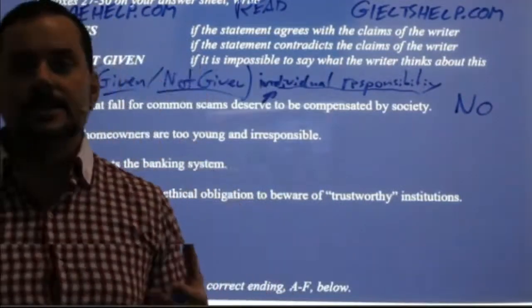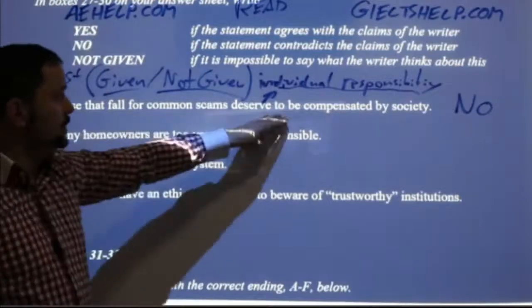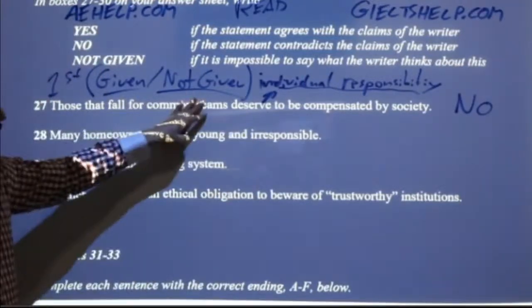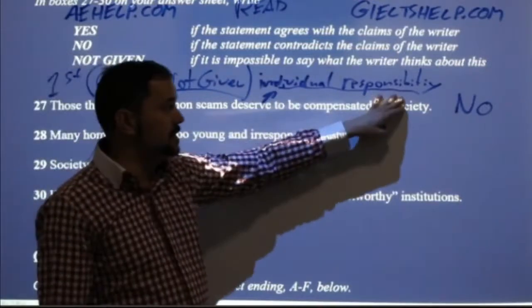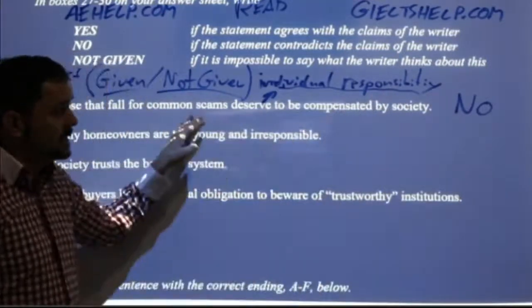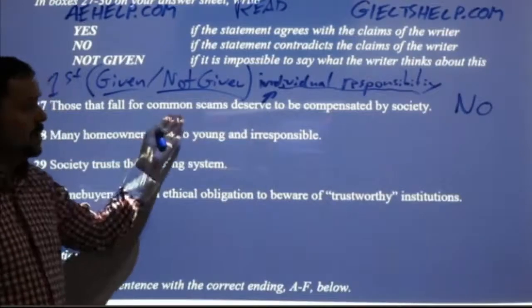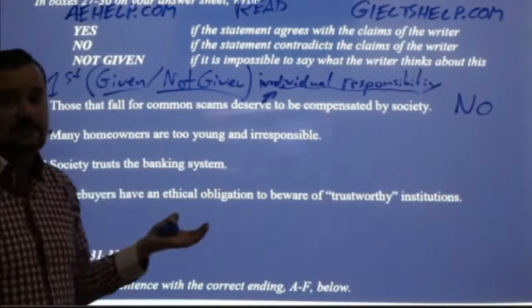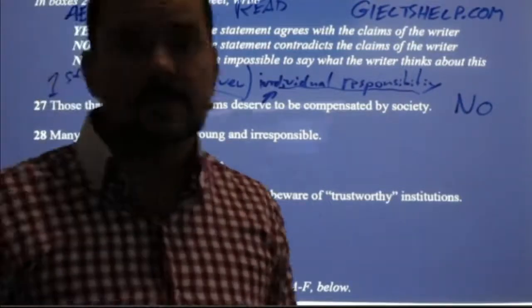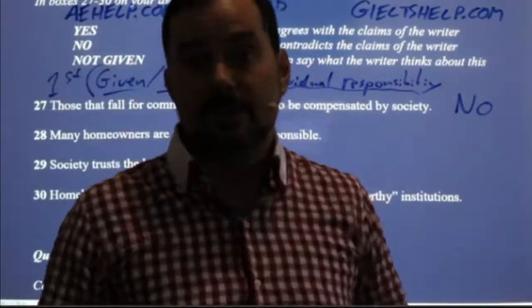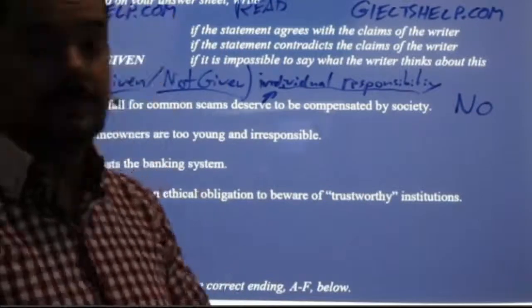Does that make sense? So I read this. I figured out if it's given or not given. I realized that this information is dealing with individual responsibility. And then I realized that no, it's not true because the author says that society doesn't have to repay a person who loses their money because they go into a casino and put all their money on Black 8.